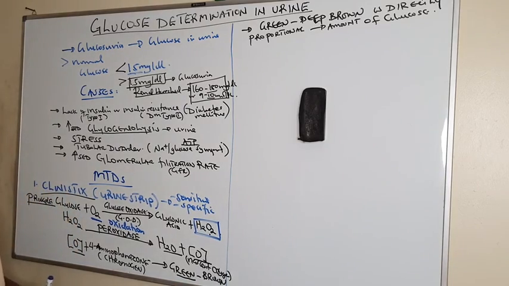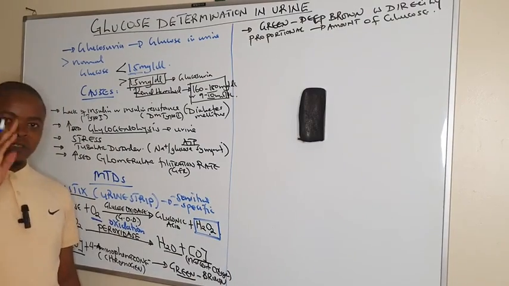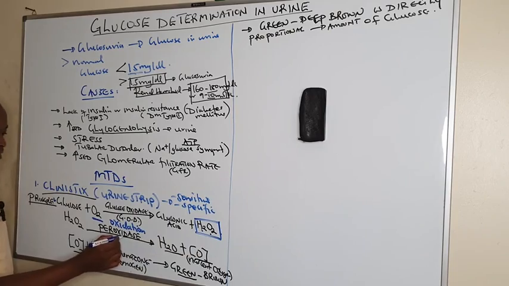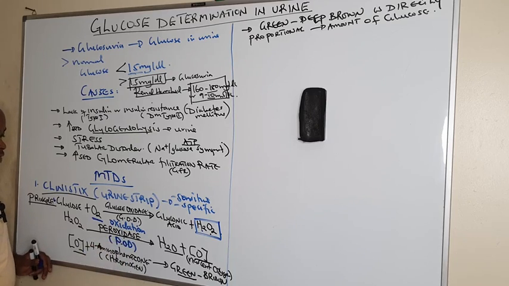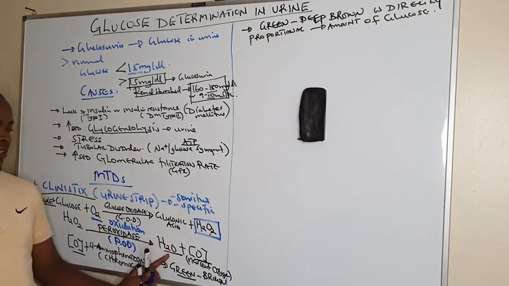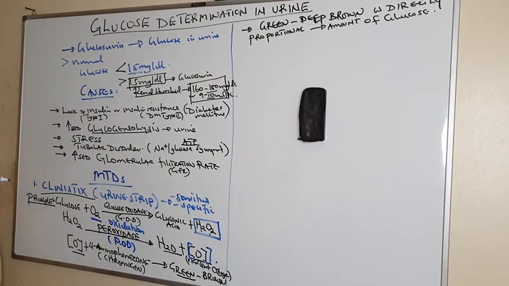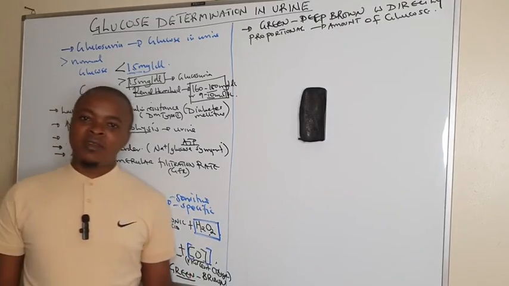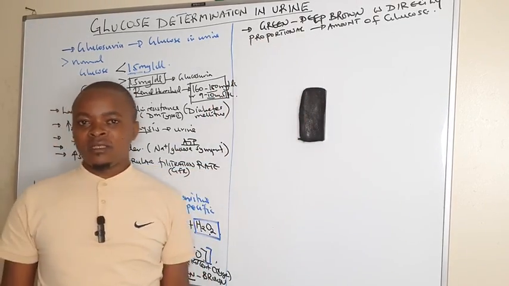So please note this principle: we have only 4 steps. In step 1, we have oxidation of glucose to gluconic acid and hydrogen peroxide by which enzyme? GOD, glucose oxidase, don't forget that. Then after forming hydrogen peroxide, in the presence of peroxidase enzyme, which we normally abbreviate as POD, it catalyzes the breakdown of hydrogen peroxide to water and nascent oxygen. Then, with nascent oxygen, we provide the chromogen, a compound that produces color, which makes shades of green to deep brown color, depending on the intensity of glucose in the urine sample.